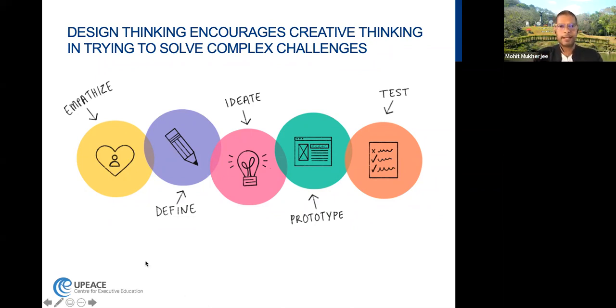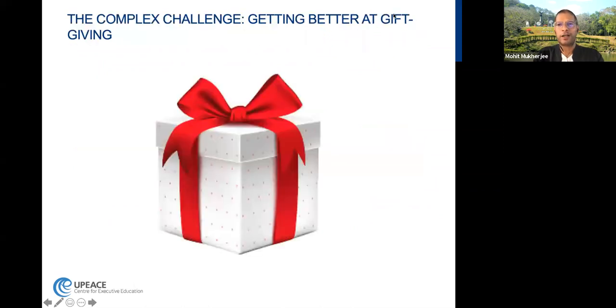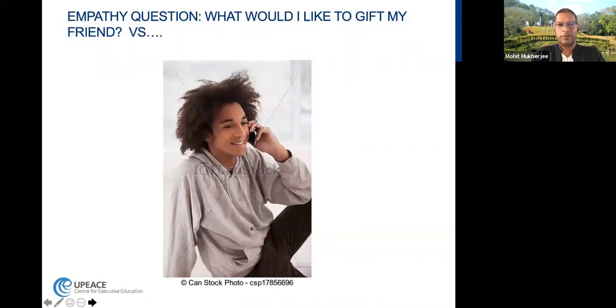So let's do this with the fun challenge of getting a gift, right? So imagine that you were trying to get better at gift giving. That's the complex challenge you've taken on. So let's start with the first step, which is empathy. I'm going to personalize this because I love design thinking and I struggle with giving gifts. Often the question that I ask myself is, what would I like to gift my friend? Like what's easy for me to buy, or what would I love if I got? I often center the question around me.